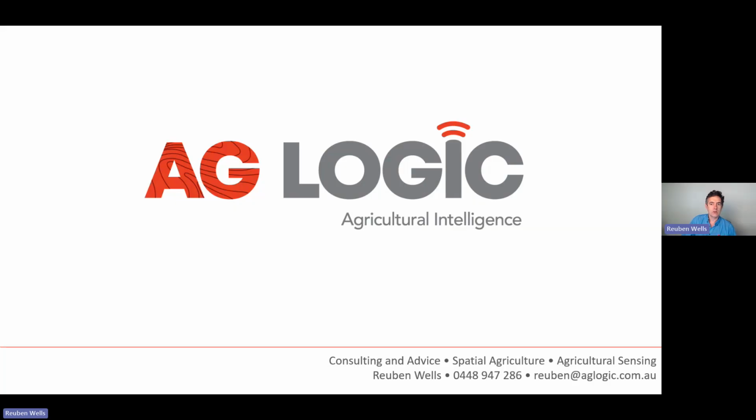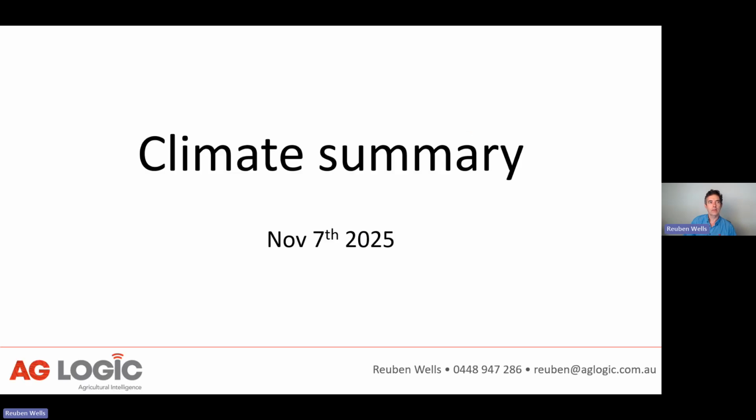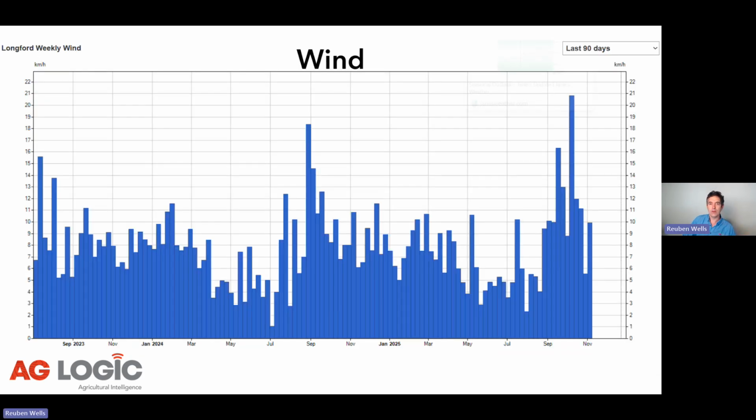Just to explain that, I thought it'd be worth firstly having a look at some of the change in climate that we've seen, and then we'll talk about why that's happening. The last few months of spring has been pretty windy. That's no news to anybody who's been standing outside in it. I've grabbed data here from one of our weather stations. AgLogic has weather stations around the state, and this is the one in Longford, just as a random one really. It's showing the wind.